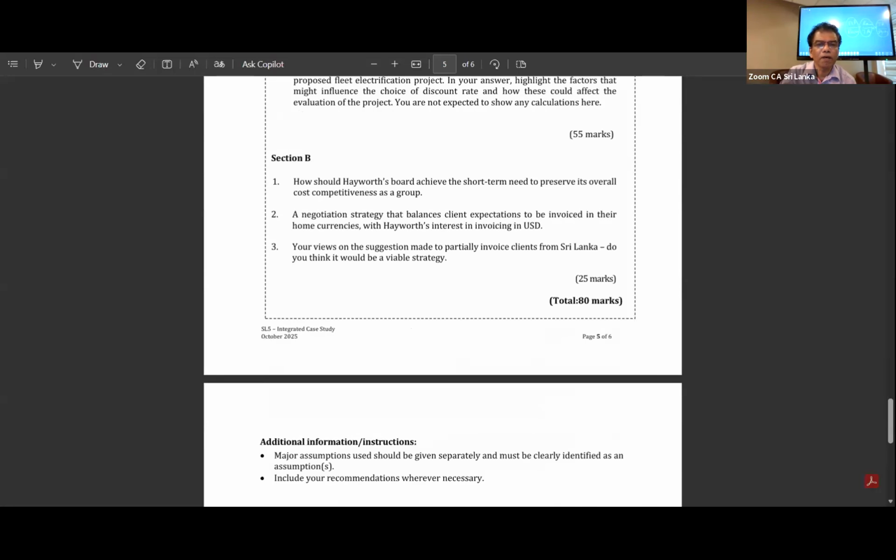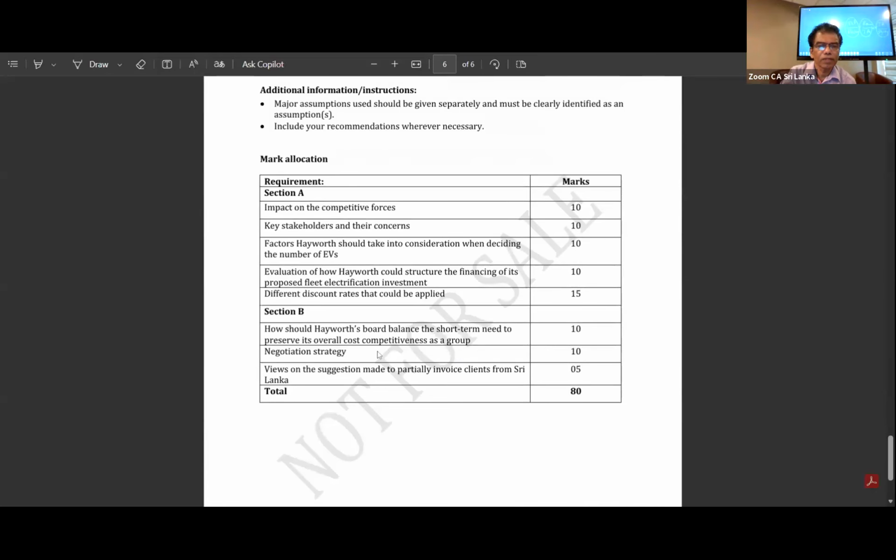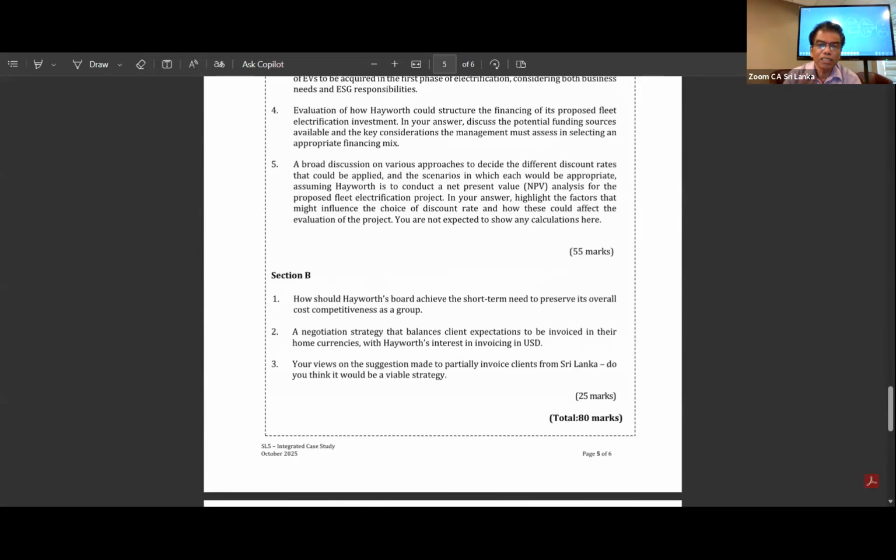Then there was another issue here, section B. What does the first part say here? Section B, how should Haworth's board achieve the short-term needs to preserve its overall cost competitiveness as a group? So this is all about cost competitiveness, right? How should Haworth's board achieve the short-term needs to preserve its overall cost competitiveness as a group?